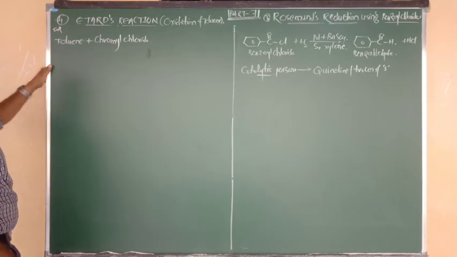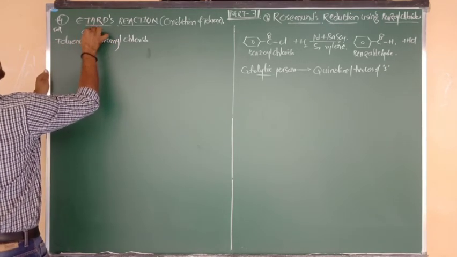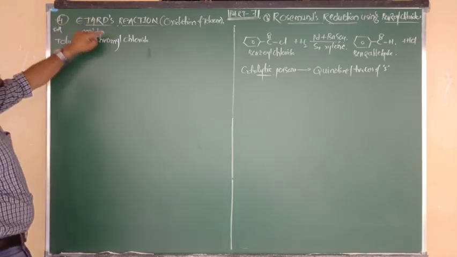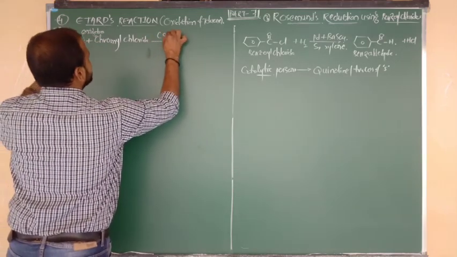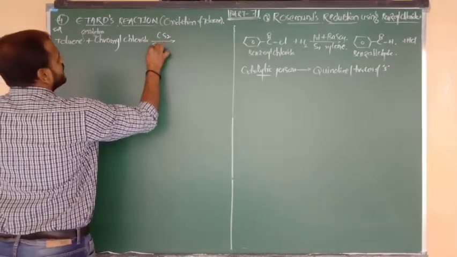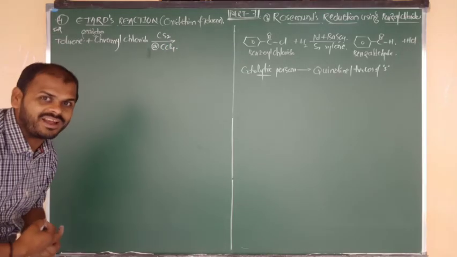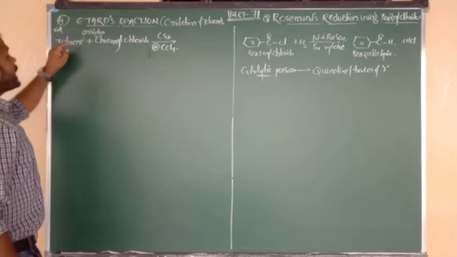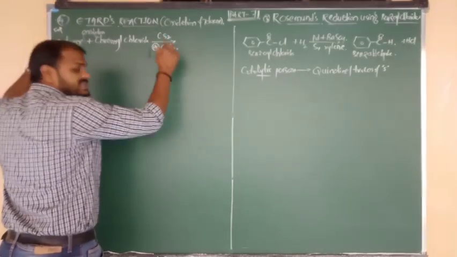Are you focusing, beta? Good. So toluene on oxidation with chromyl chloride, but here listen carefully, oxidation takes place in the presence of CS2 as a supporting solvent, and also we can take another solvent, that is nothing but CCl4, carbon tetrachloride. This also we can consider as a supporting solvent, beta. Toluene on oxidation with chromyl chloride in presence of CS2 or CCl4.